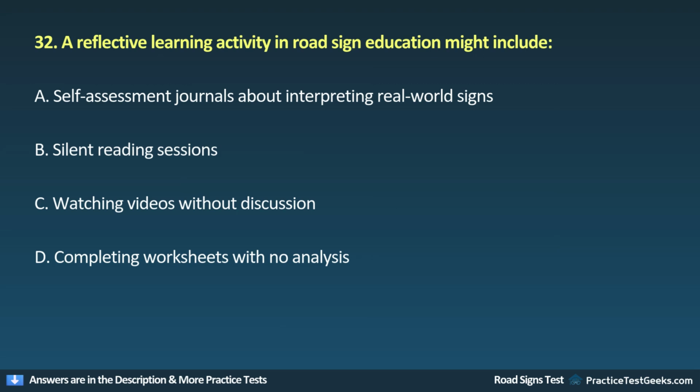32. A reflective learning activity in road sign education might include A. Self-assessment journals about interpreting real-world signs. B. Silent reading sessions. C. Watching videos without discussion. D. Completing worksheets with no analysis.